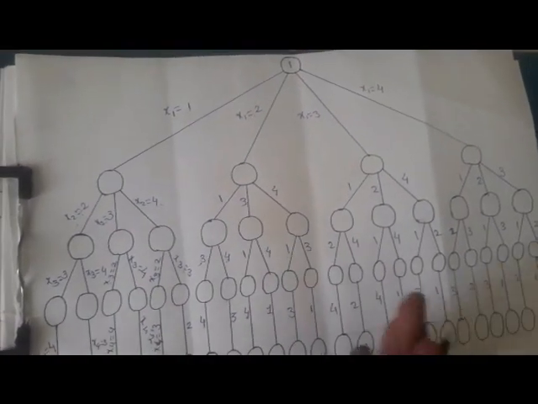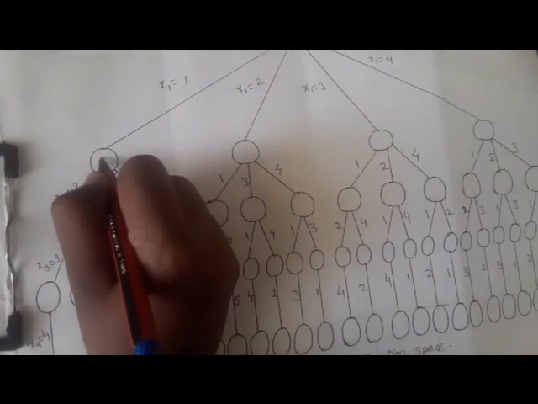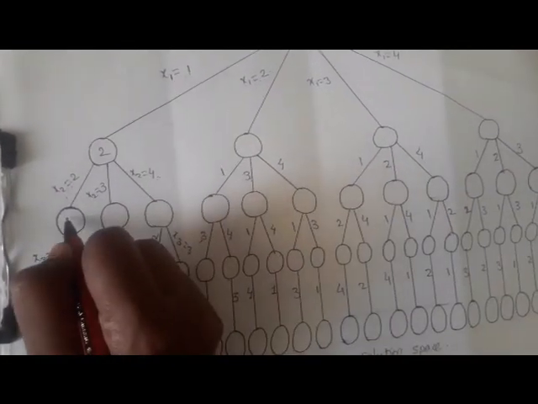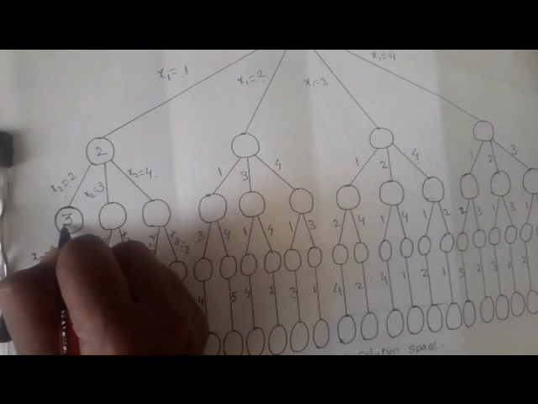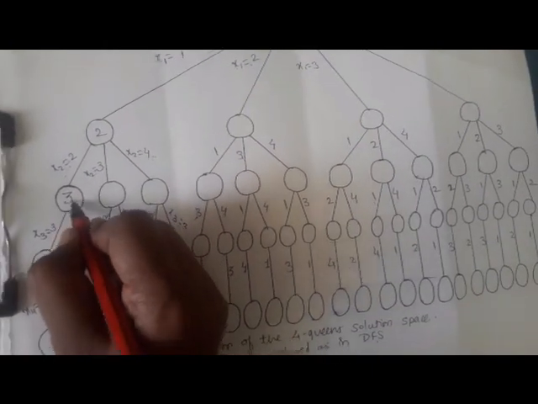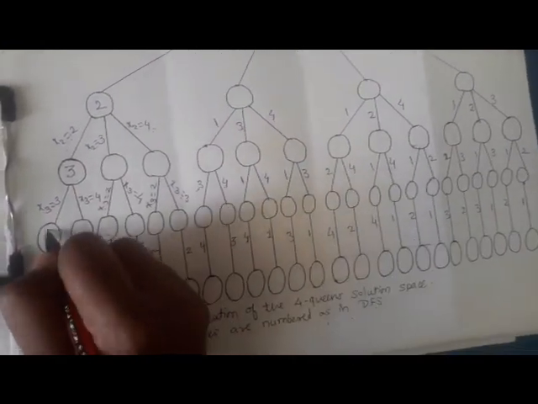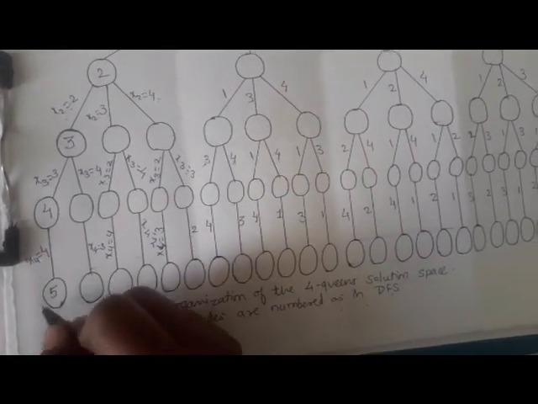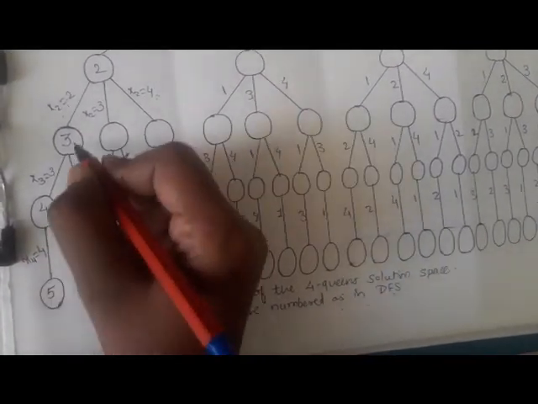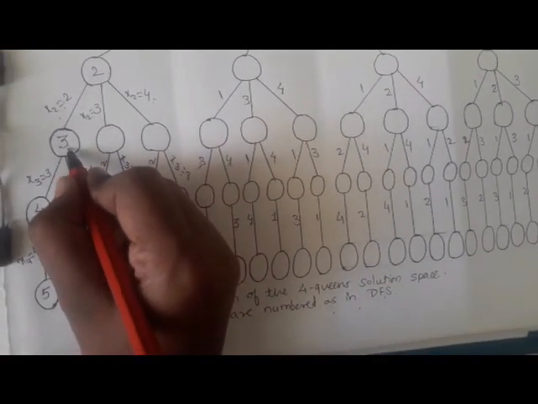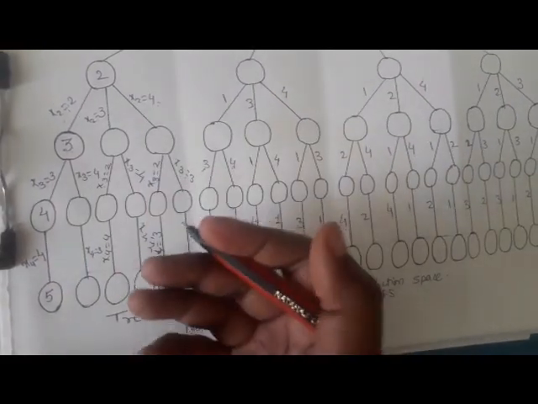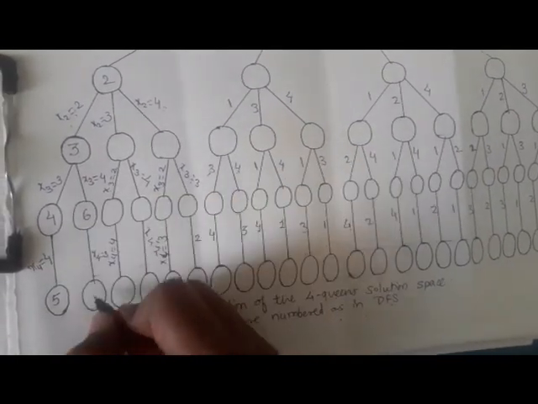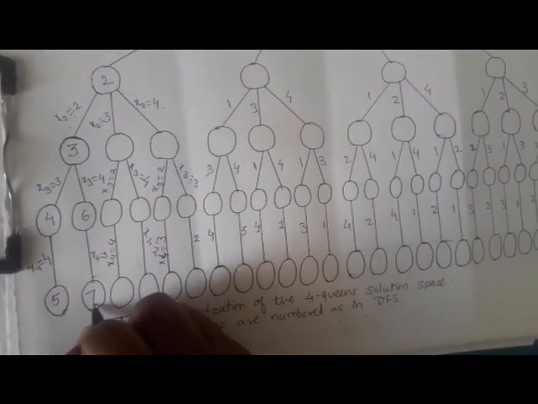Then we shift to the leftmost one, that is 2. Then 2 has 3 children, but we will take only 1, therefore it is 3. Then 3 has again 2 children, but we take only 1, that is 4. Then it has only 1 child, that is 5. Then we return up to the node which has the second child remaining to count. So that's why here it is 6, it has only 1 child, that is 7.